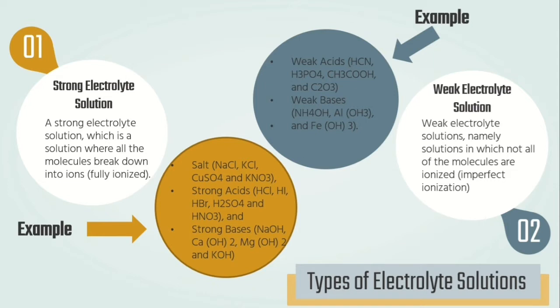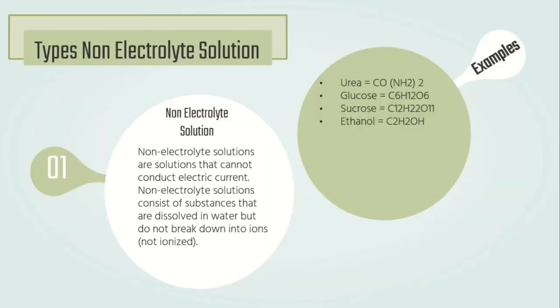The second is weak electrolyte solution. A weak electrolyte solution is a solution in which not all of the molecules are ionized, or imperfect ionization. For example, number 1 is weak acids, or HCN, H3PO4, CH3COOH, and C2O3. Number 2, weak bases, or NH4OH, Al(OH)3, and Fe(OH)3.